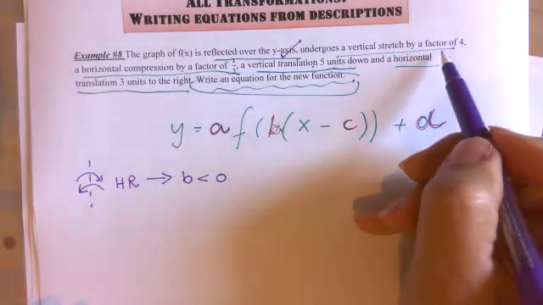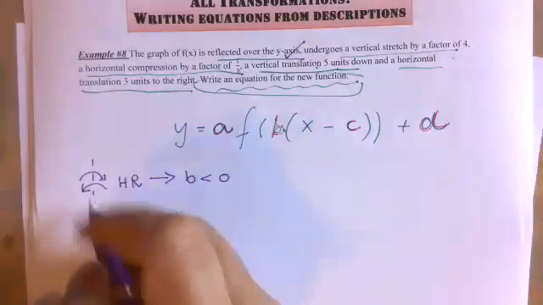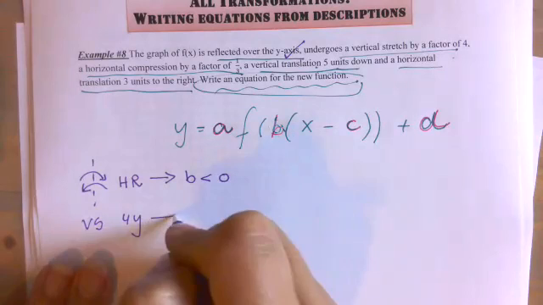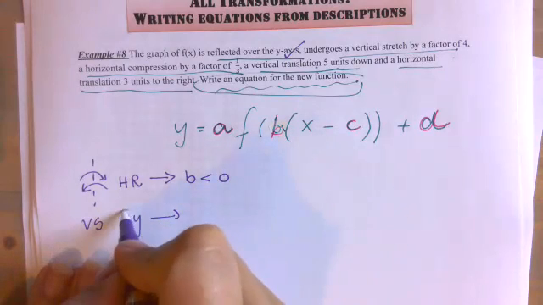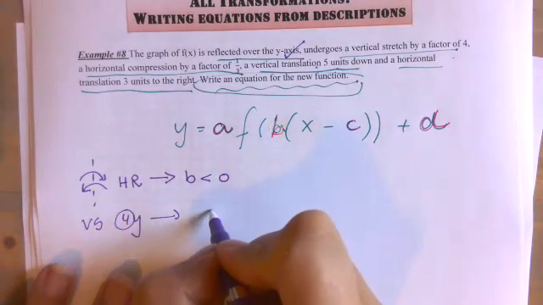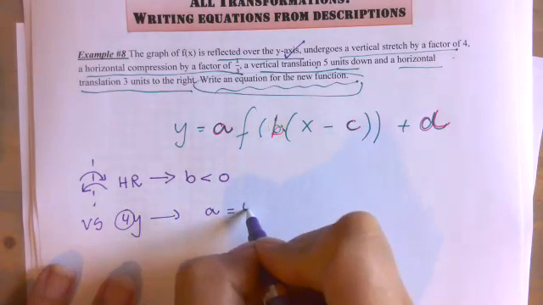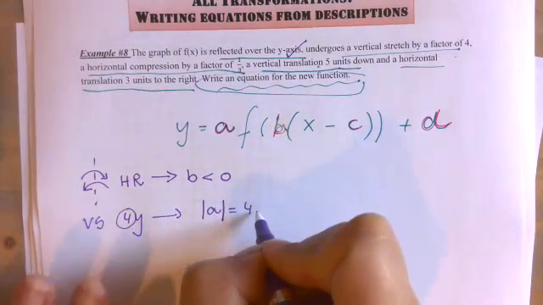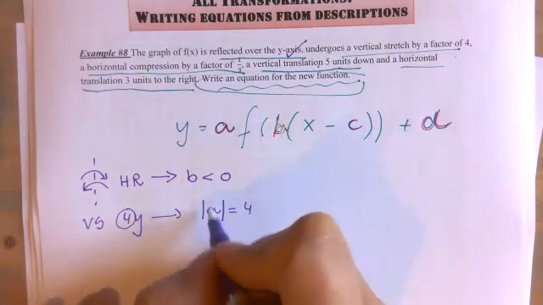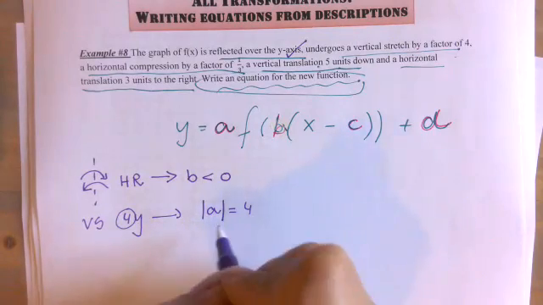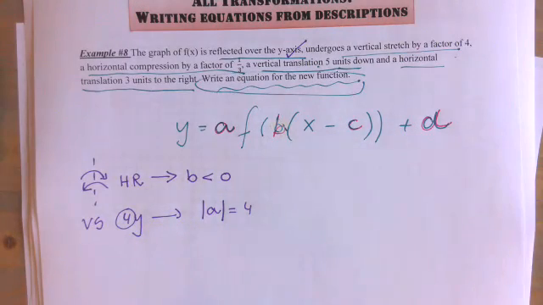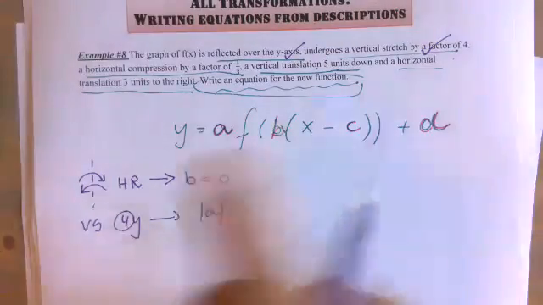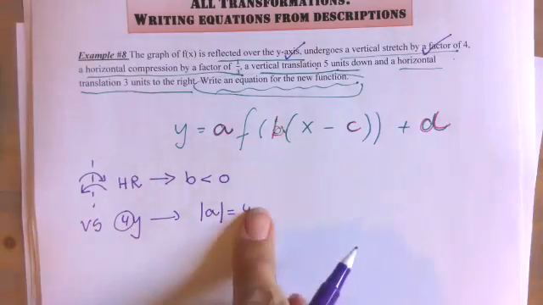Undergoes a vertical stretch by a factor of 4. So vertical stretch, 4 times y. We know that this 4 right here is going to be in the A parameter. But we don't know yet if we have a vertical reflection. So we're just going to say the absolute value of A is 4, not complete unless we finish the analysis of the question. And it's direct. Whatever you see here, that's your A.